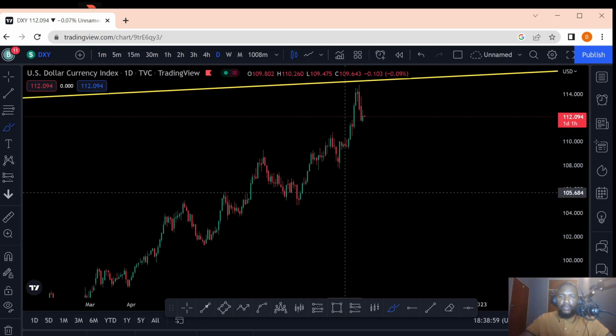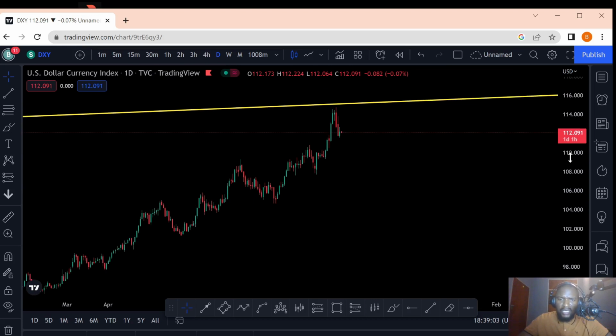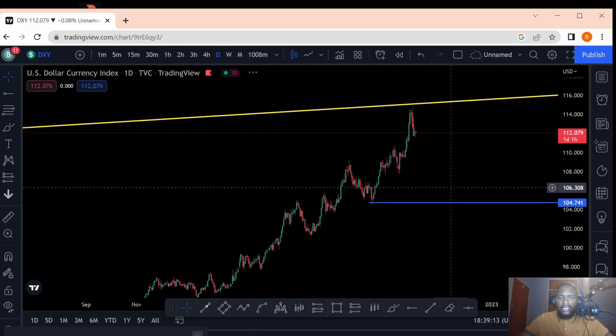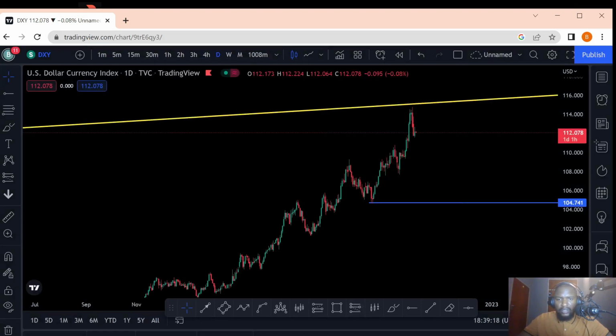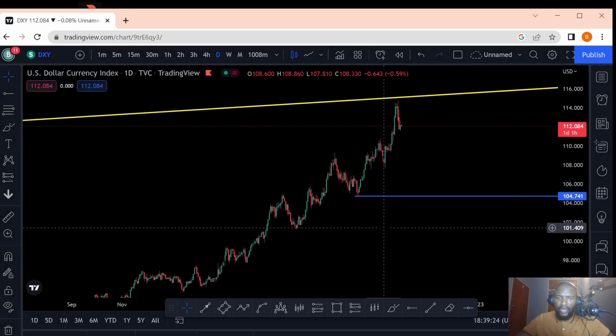Right now we can simply see that the DXY seems to be losing momentum because it has given us a third touch right there, but we need to open our eyes because there is a level of support right there. You need to open your eyes in a way that you look into seeing the market in a broader way.